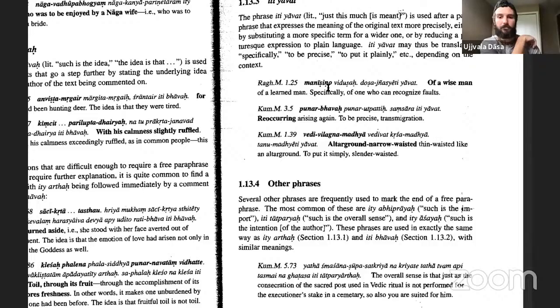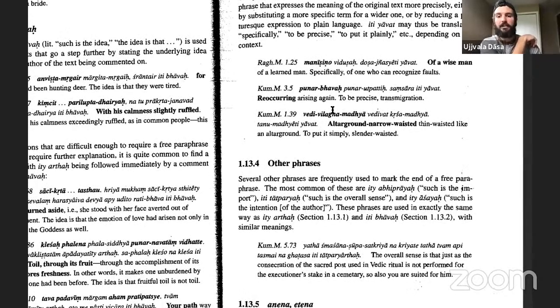Vedi vilagna madhya, vedivat krisha madhya, tanu madhyeti yavat. So Vedi Vilagna Madhya means vedivat krisha madhya, one whose waist is thin like a Vedi. Specifically, it means one who has a very thin waist, tanu madhya.